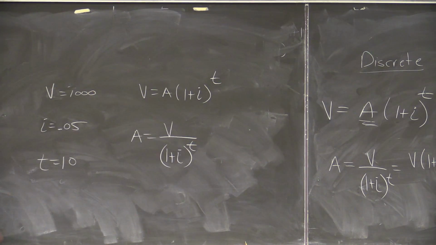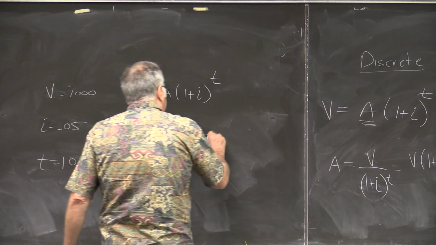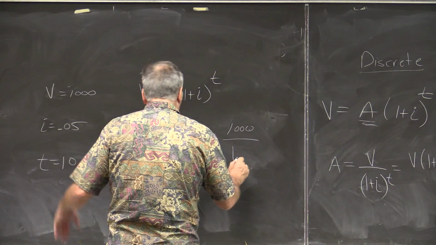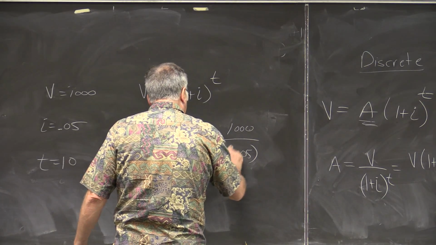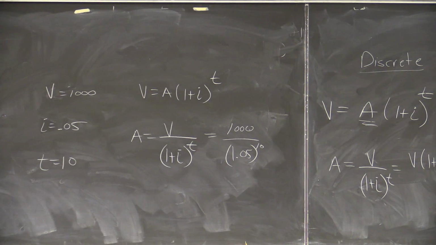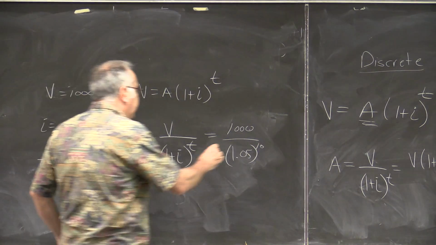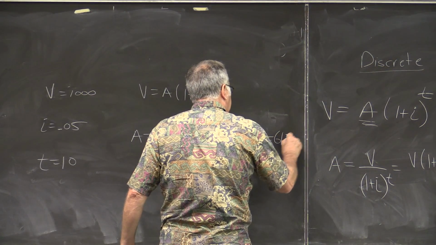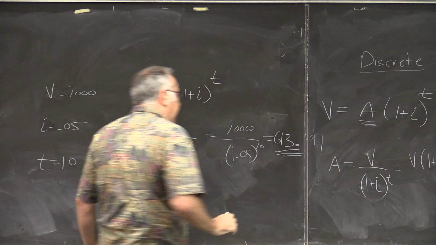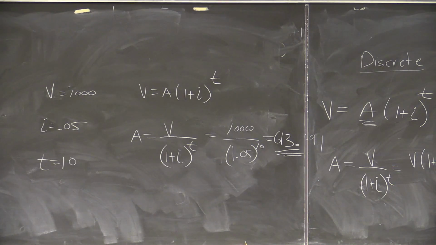So, you would just go ahead and calculate this. V is 1,000, 1.05 raised to the 10th power, and take that expression, divided by 1,000, what equals? I got 613. Okay, that makes sense. So 613, and how many cents? 91.